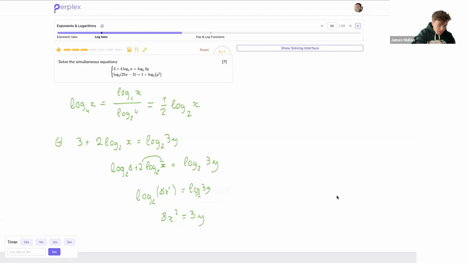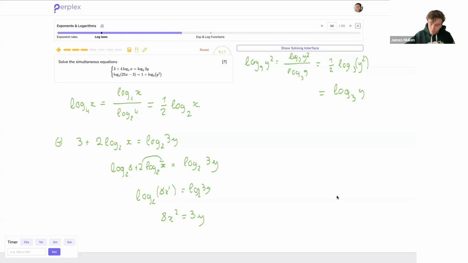Now, for the second equation, I want to convert that log base 9 of y squared into log base 3. So log base 9 of y squared is log base 3 of y squared over log base 3 of 9, which is half log base 3 of y squared. But I can take out the exponent from the y squared and put it in front, and that would cancel with the 1/2, and this just gives me log base 3 of y. Okay?